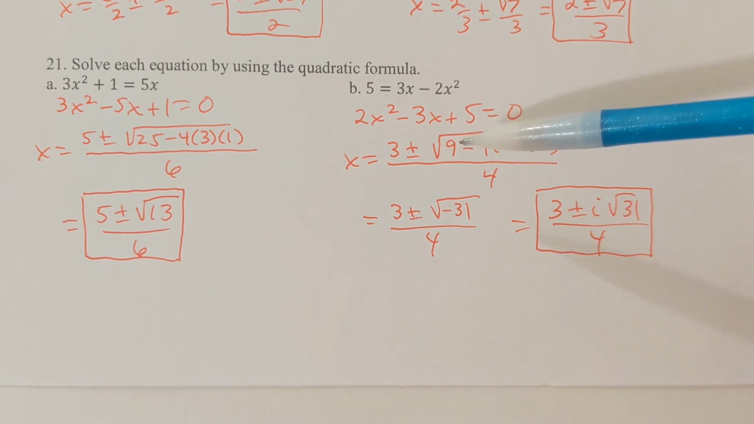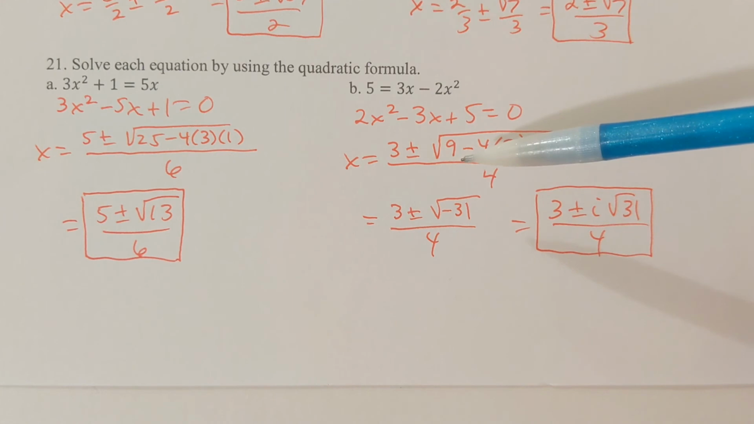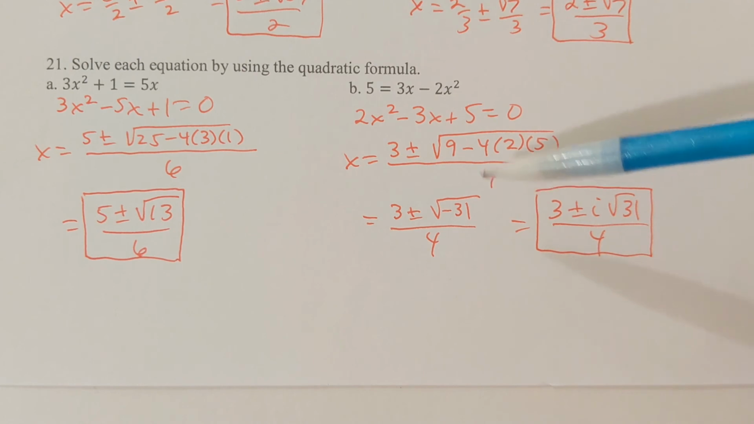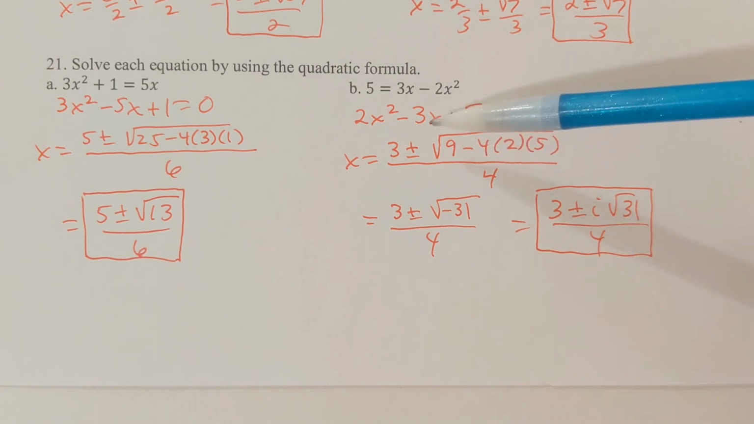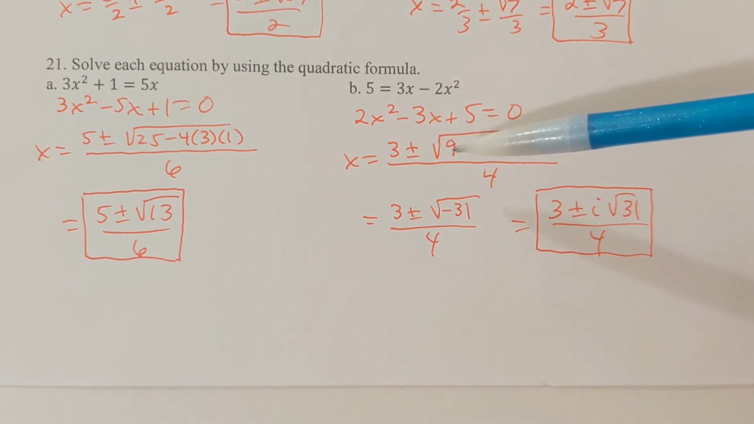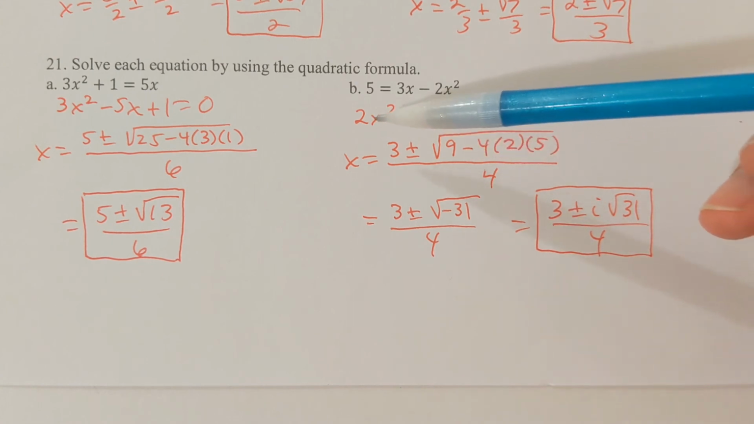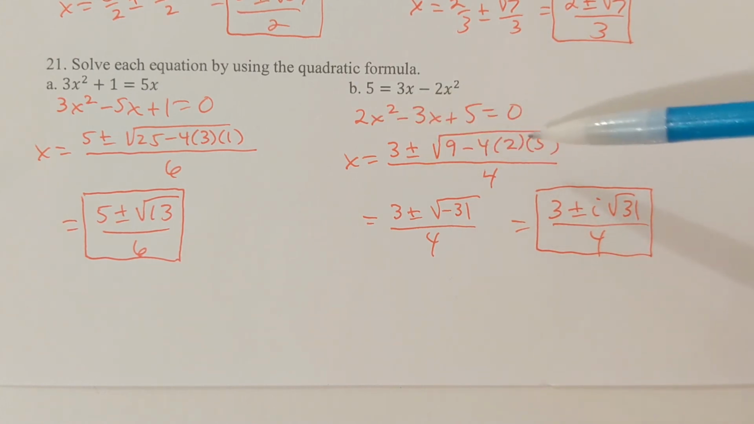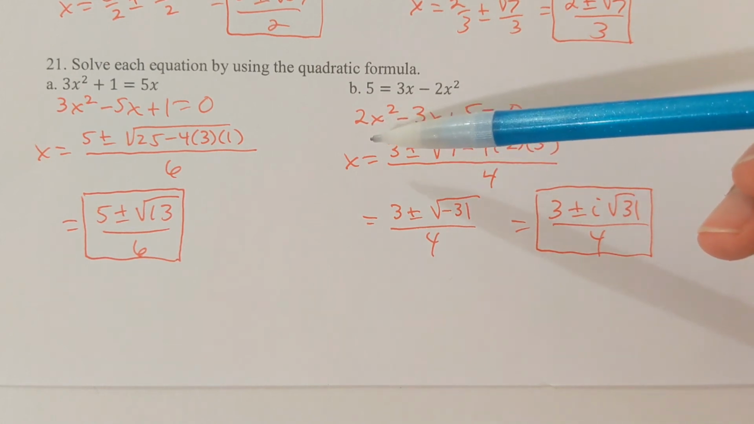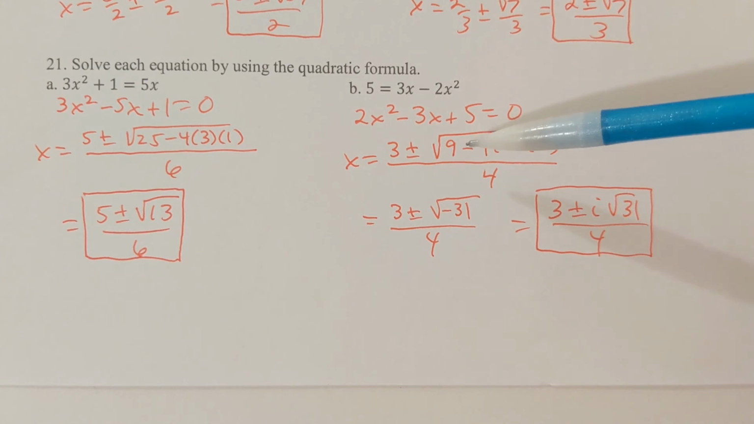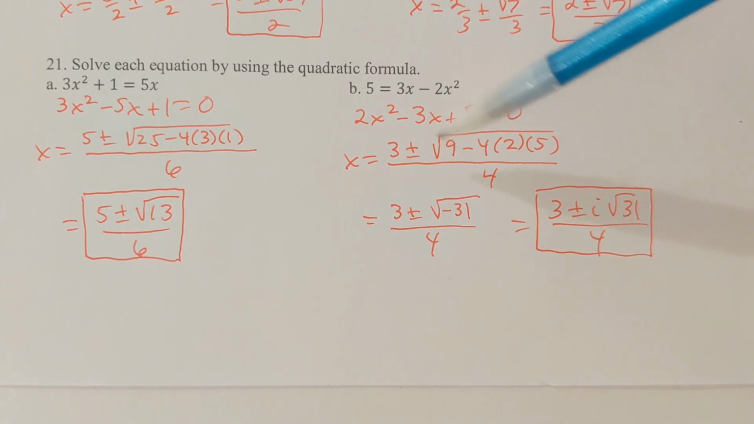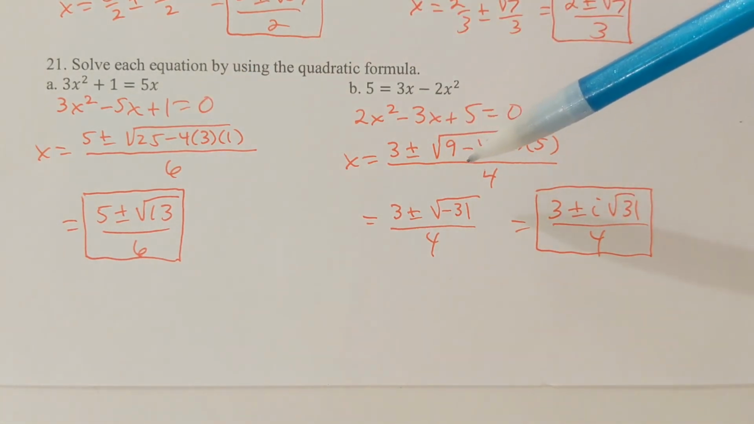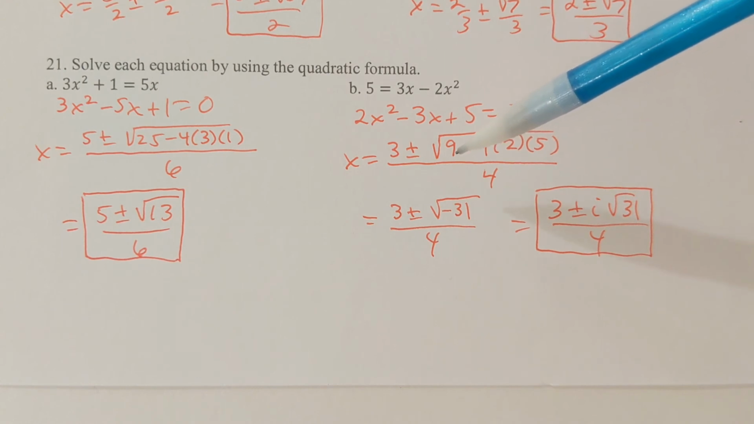Okay, and again, I want the opposite of b plus or minus the square root of b squared minus 4ac all over 2a. So the opposite of b is 3 plus or minus the square root of negative 3 times negative 3, which is 9, minus 4 times a is 2, times c is 5, all over 2a. 2 times 2 is 4. By the way, one thing to mention here, b squared will always be a positive number, because when you square a negative, you get a positive.